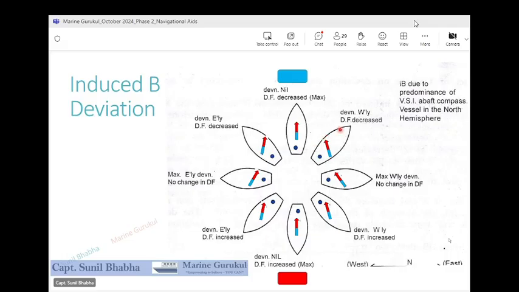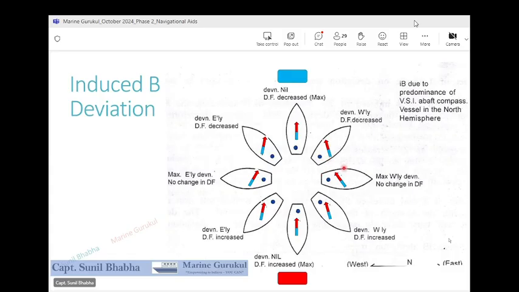Now then the ship goes on a northeasterly heading. On the northeasterly heading, the blue pole of the funnel comes to southwest of our compass needle. Now when it comes southwest of the compass needle, it is no more aligned with the magnetic field of the Earth, so it starts repelling the south end of the compass needle, and the compass needle turns anti-clockwise, or a westerly deviation is generated.